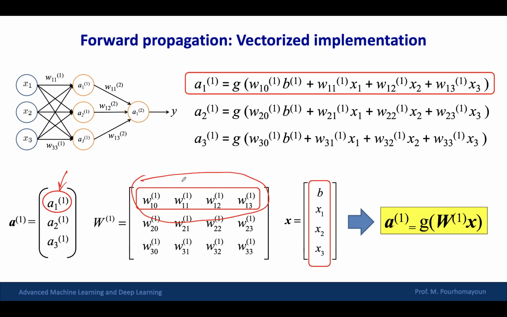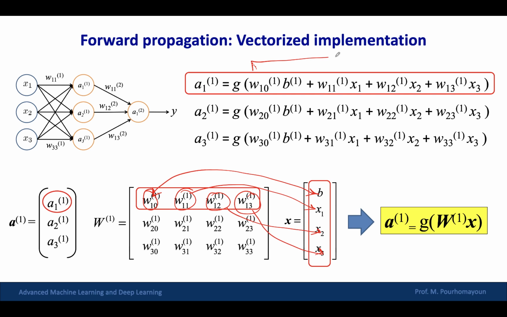Why? Because look at this, if I multiply this, the first element of this will be multiplied by this one, the second element multiplied by this one, and this third one multiplied by this one, and the last one multiplied by this one. It makes this equation for me. Okay, and then g of that, which is a nonlinear function, gives me the output, which is this guy, which is the first element of that.